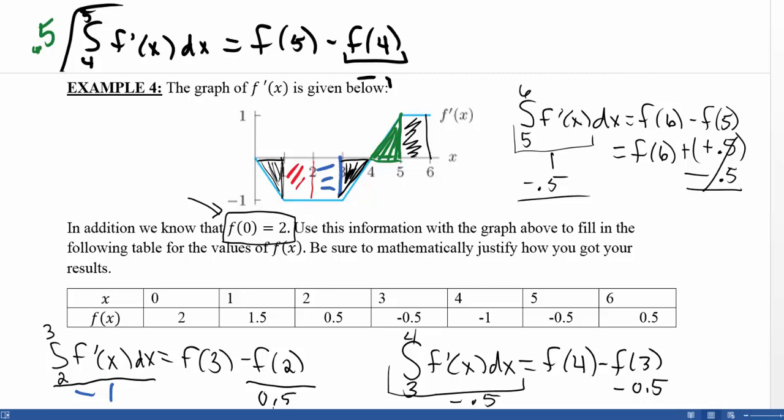So now, because I used the fundamental theorem for all of these values, I have all of these points on the original function that I can use to then draw the picture of what's happening.